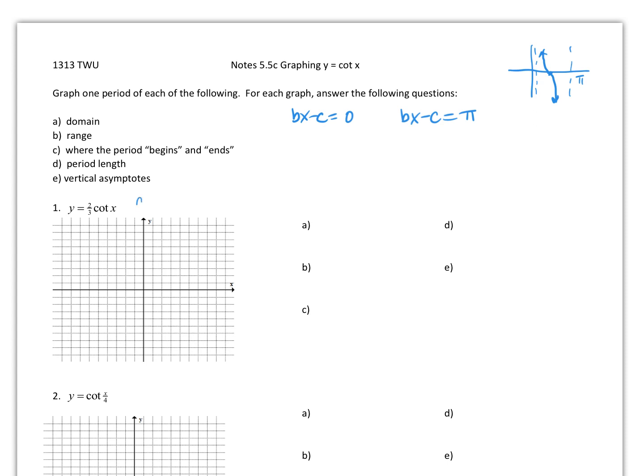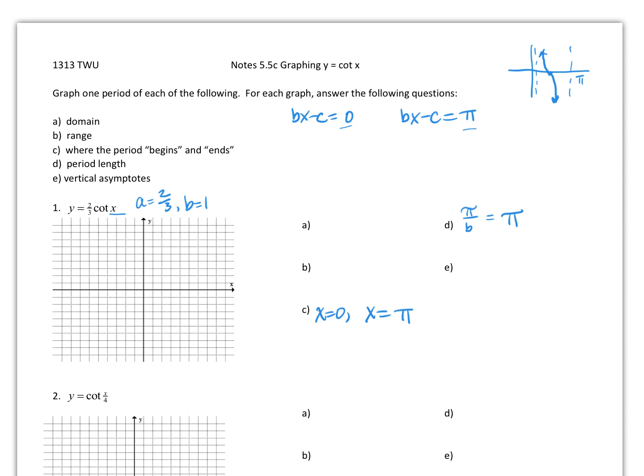Okay, so number one just has an a value of 2/3. That means b is 1, c is 0, d is 0. So it's not too bad, which is really nice because the whole bx minus c thing means my asymptotes are staying the same. So it's going to start at 0 and it's going to end at pi. Easy enough, right? The period would still be pi over b, which b is 1, so it's just pi.